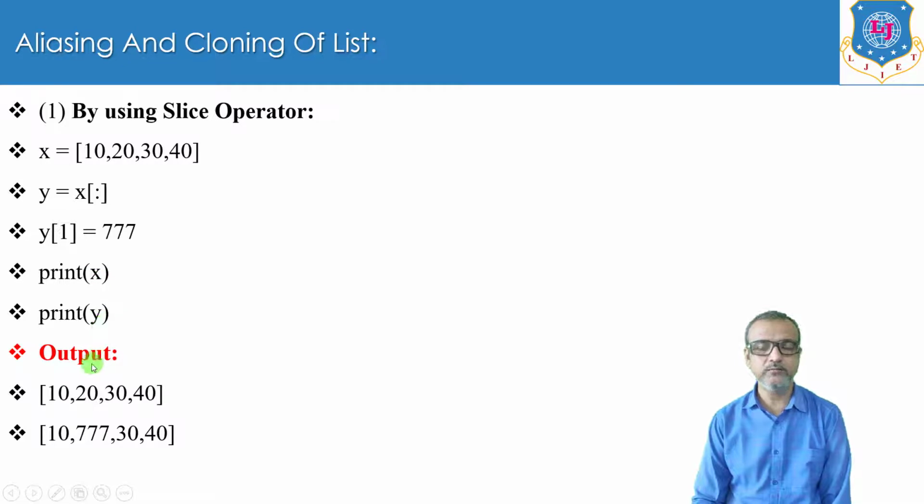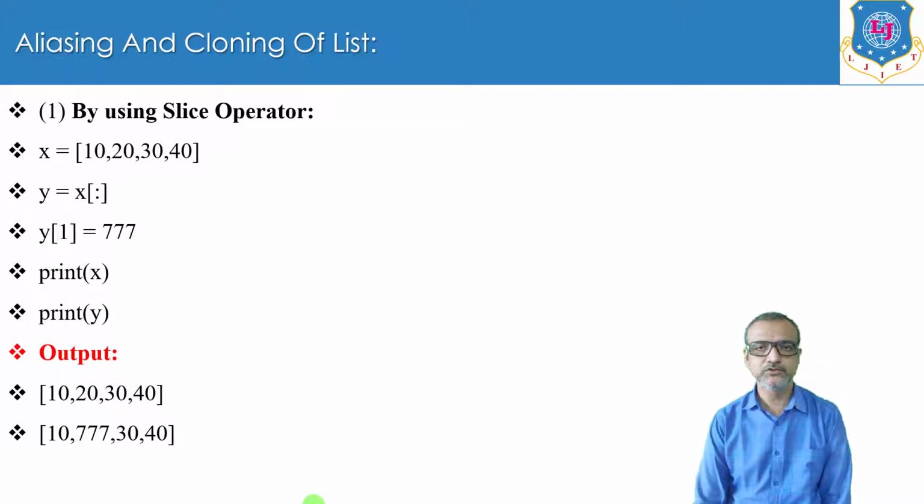So what will be the output in this case? Now you can see that for print X we have all the elements of the list X, that is 10, 20, 30, 40. But in case of print Y, the element present at index 1, that is 20, will be changed, and in place of 20 we will have 777. So we have the output in case of print Y, that is 10, 777, 30 and 40.